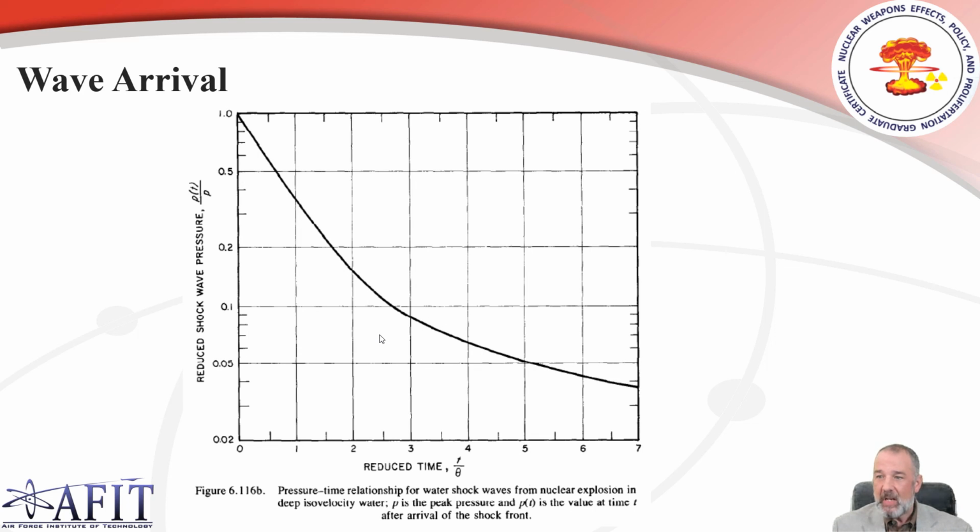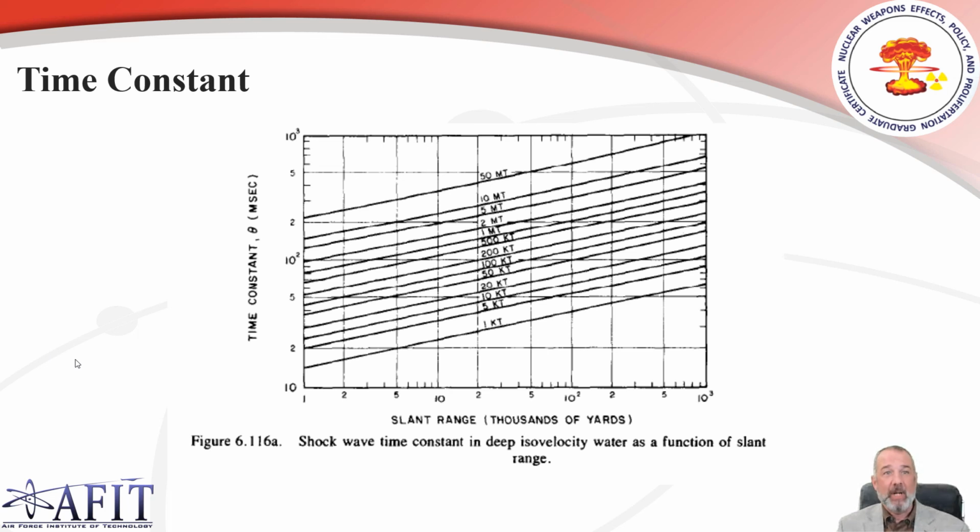Okay, so wave arrival. I think I did this out of order. Okay, so let's go to the next one. There's something called a time constant, and this time constant is based off of the size of the detonation and how far you are away from the target, or the slant range. So again, we figure out our slant range. We can look here based on the yield of our weapon, and we can find something called a time constant. And this gives it in milliseconds. Also important to remember, it's milliseconds.